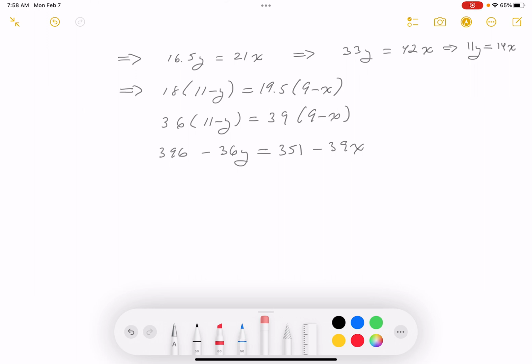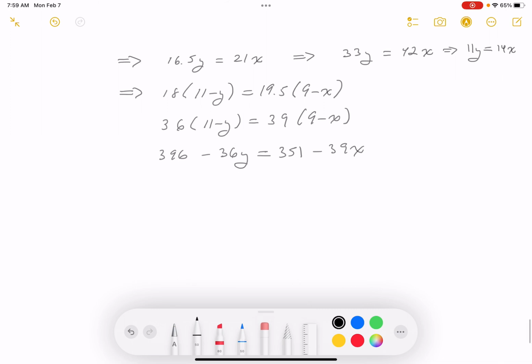All right, I want to write this a little bit differently. And what I'm going to do is 396, whoops, sorry about that, minus 351. And that gives me 5 and a 4, so 45. Let me see if I did that right. 51, 61, 71, 81, 91. Yeah, 45. Minus 36y, minus 39x. That's not bad. Okay? I'm going to erase my baby arithmetic again.